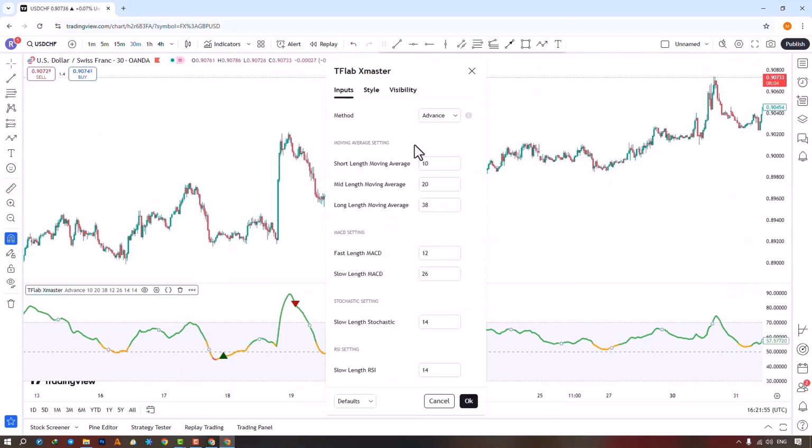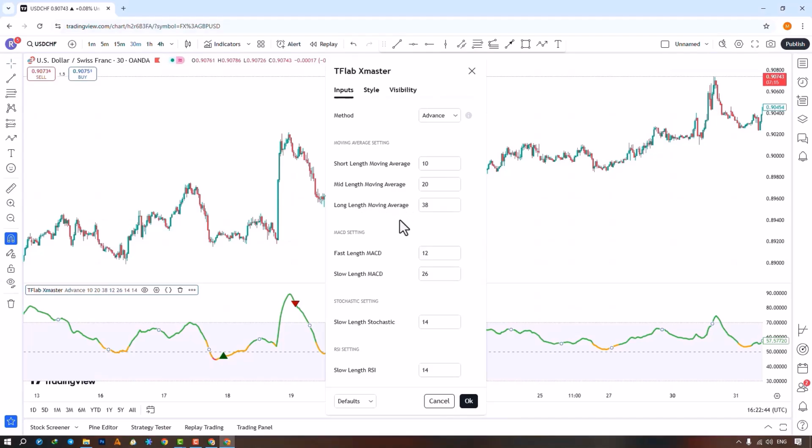In the following sections, you can select and modify the settings related to the indicators. In the first section, you can change the settings related to the moving average, where in the first part, you can set the period of a short-term moving average, which is set by default to a certain value. You can select the period for the medium-term moving average, and finally, you can change the period for the long-term moving average in this section.